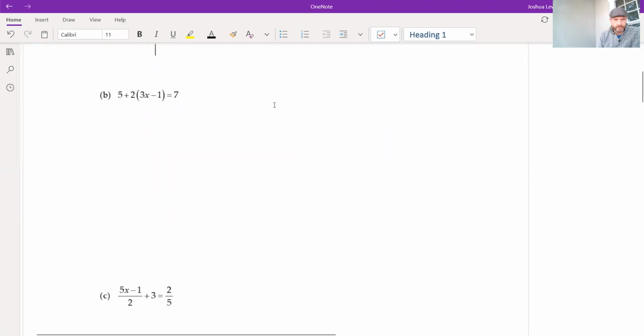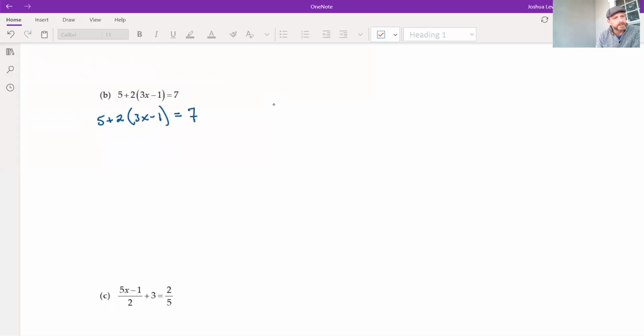1b, well, we've got 5 plus 2 times (3x minus 1) equals 7. And so notice that this variable is inside parentheses, right? And we can't combine the 3x and the 1 because these are not like terms. So how do we get rid of those parentheses, bring the variable out? Well, you distribute, right? This 2 distributes over subtraction. And so we have 5 plus 2 times 3x, which is 6x, plus 2 times negative 1, so minus 2. And of course, this equals 7.